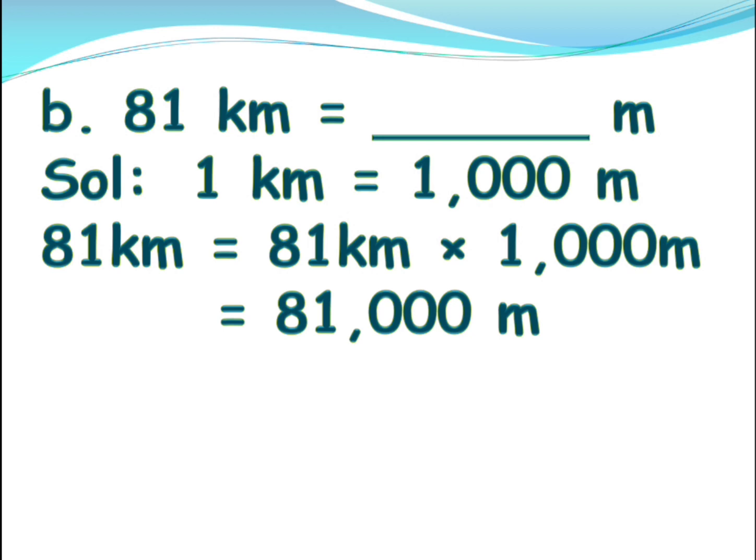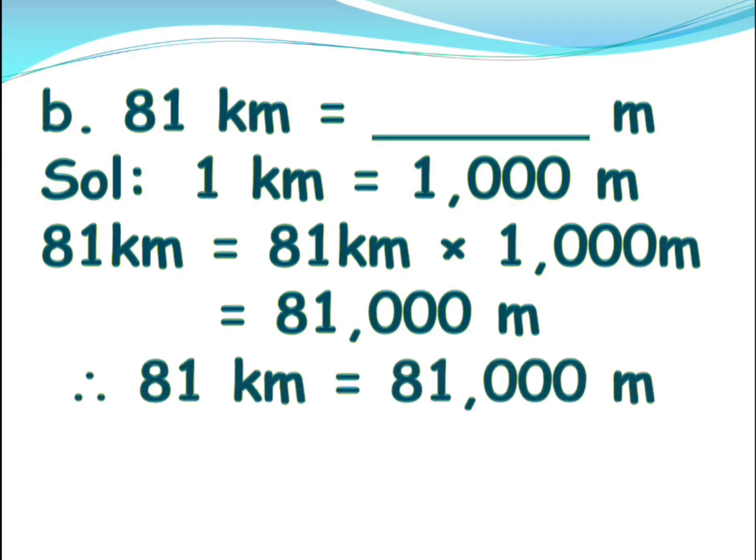Okay, so when we are converting from smaller to bigger, we need to divide. When we are converting from bigger unit to smaller unit, then you need to multiply. Okay, do remember that, children. So finally what you will write? Therefore 81 kilometers is equal to 81,000 meters.